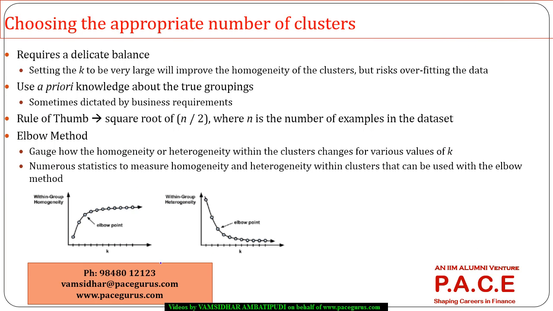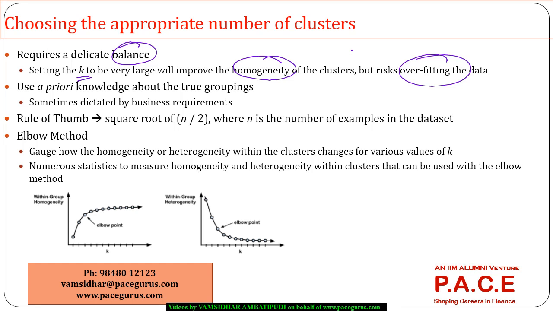By the way, how many clusters do I need to choose? There is no hard and fast rule, or direct formula, which says this is the number of clusters you should go with. It's a balance. If the number of clusters is very large, there is a possibility of a lot of homogeneity within each cluster, but at the same time there could be a problem of overfitting the data. So that is the trade-off we are looking at.